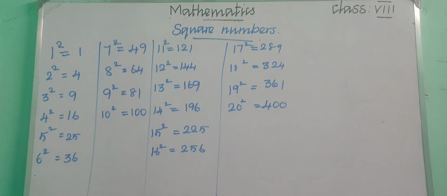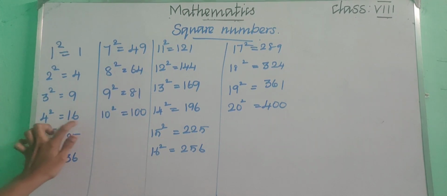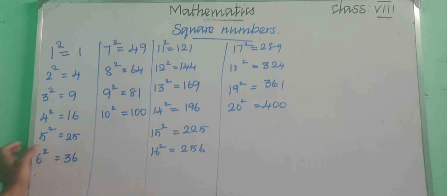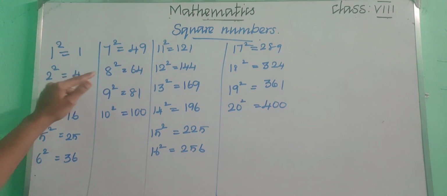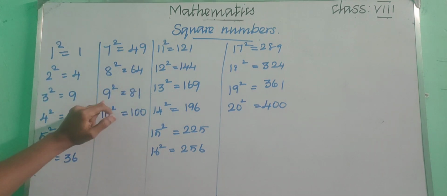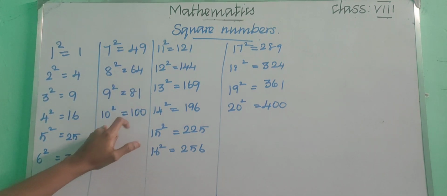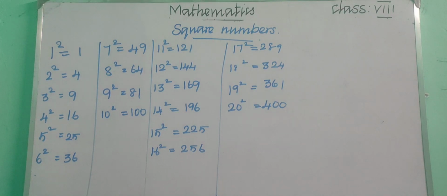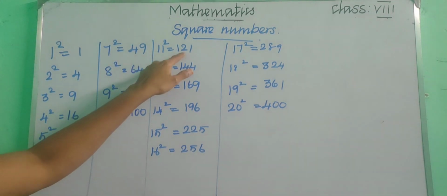So let us say the square numbers again. 1 square is 1, 1 1 is 1. 2 2s are 4. 3 3s are 9. 4 4s are 16. 5 5s are 25. 6 6s are 36. 7 7s are 49. 8 8s are 64. 9 9s are 81. And 10 10s are 100. And 11 square, 11 11s are 121.